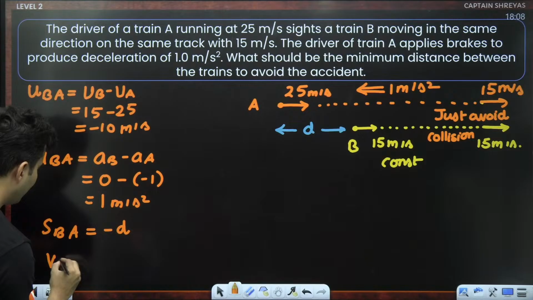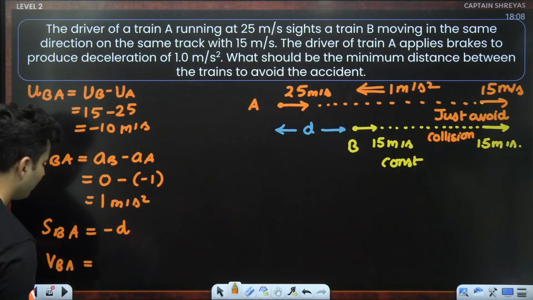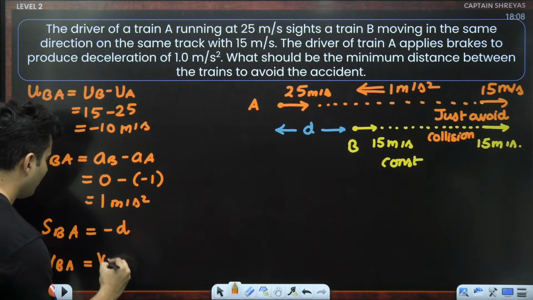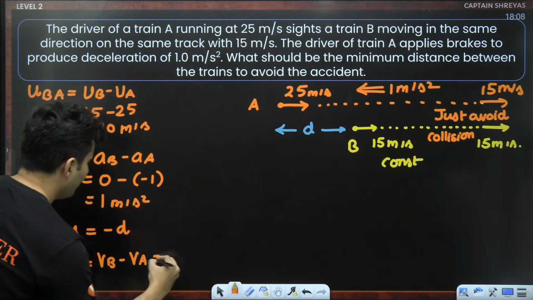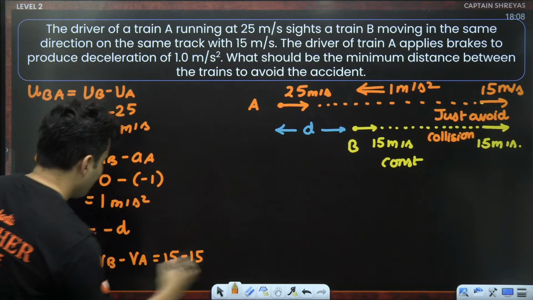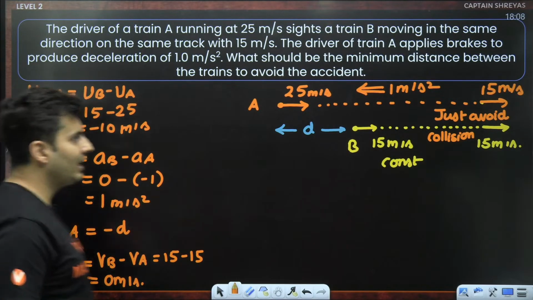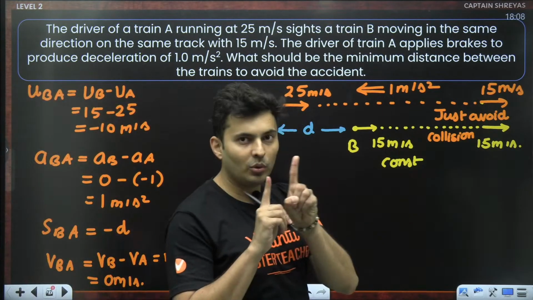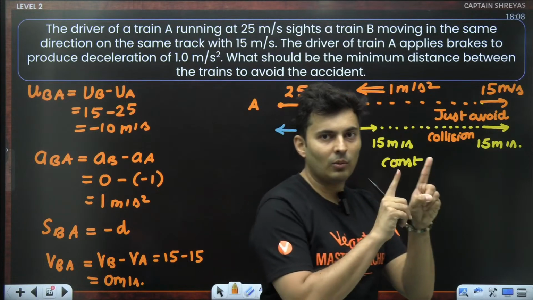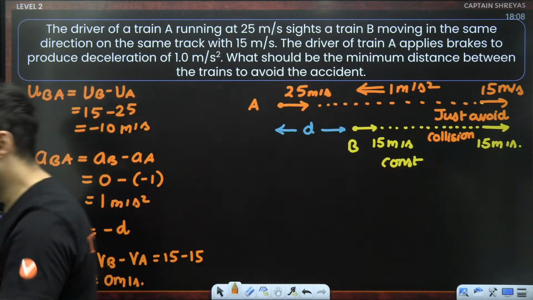Finally, the final velocity of B with respect to A will be velocity of B minus velocity of A, which is 15 minus 15, which is obviously 0. So there is no relative velocity eventually. 15 and 15, both are moving together. They have just avoided the collision. So the answer is 0.